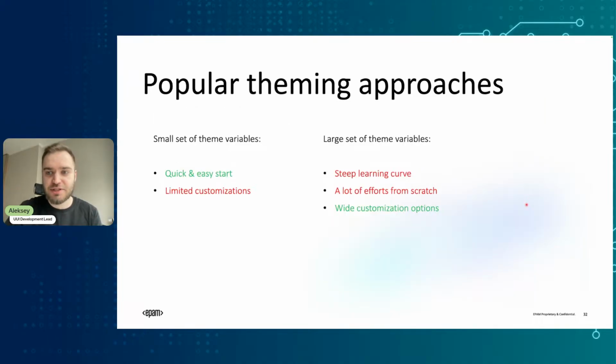The next step was to decide on an approach for composing this set of variables. If we look at other UI libraries with theming, we will often see one of two approaches. A small set of theme variables that allow you to quickly and easily create a new theme, but it leads to limited customization options. And another approach with a large set of variables that offers wide customization possibilities, but often you have to specify all of them upfront, which requires you to deeply dive into the details and put a lot of effort in from scratch.